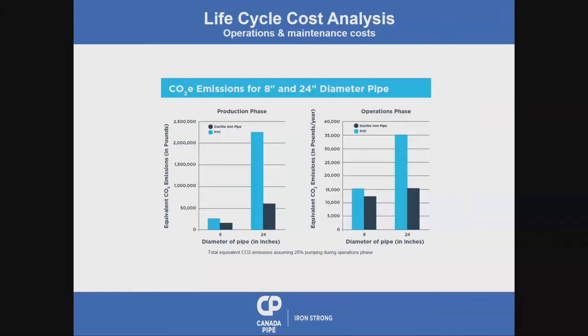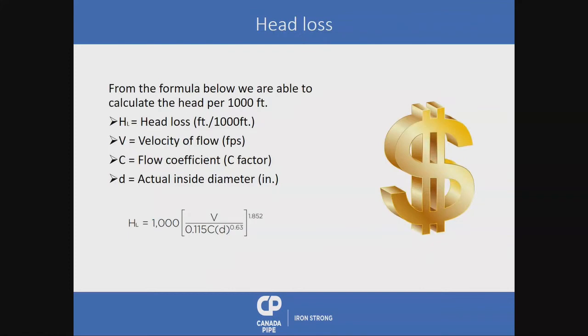This is the CO2 emissions that are put out, and we have to realize that these CO2 emissions are not just pumping costs, they're actually manufacturing costs as well. So remember, we're talking cradle to grave life cycle here. So when you're talking about the bigger the diameter you get, the more pumping costs will be incurred when you use a material that has a smaller diameter. So we also have to talk about head loss, and that's what they talk about.